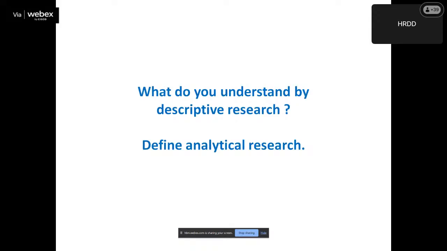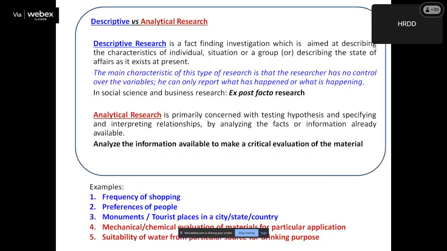Now, descriptive and analytical research. After fundamental and applied, we come to descriptive and analytical. Analytical, again, involves research methods and statistics and all those things. And descriptive means something with description. Descriptive research is a fact-finding investigation which is aimed at describing the characteristics of an individual, situation, or a group, describing the state of affairs as it exists at present. The main characteristic of this type of research, and this is important, is that in descriptive research, the researcher has no control over the variables.